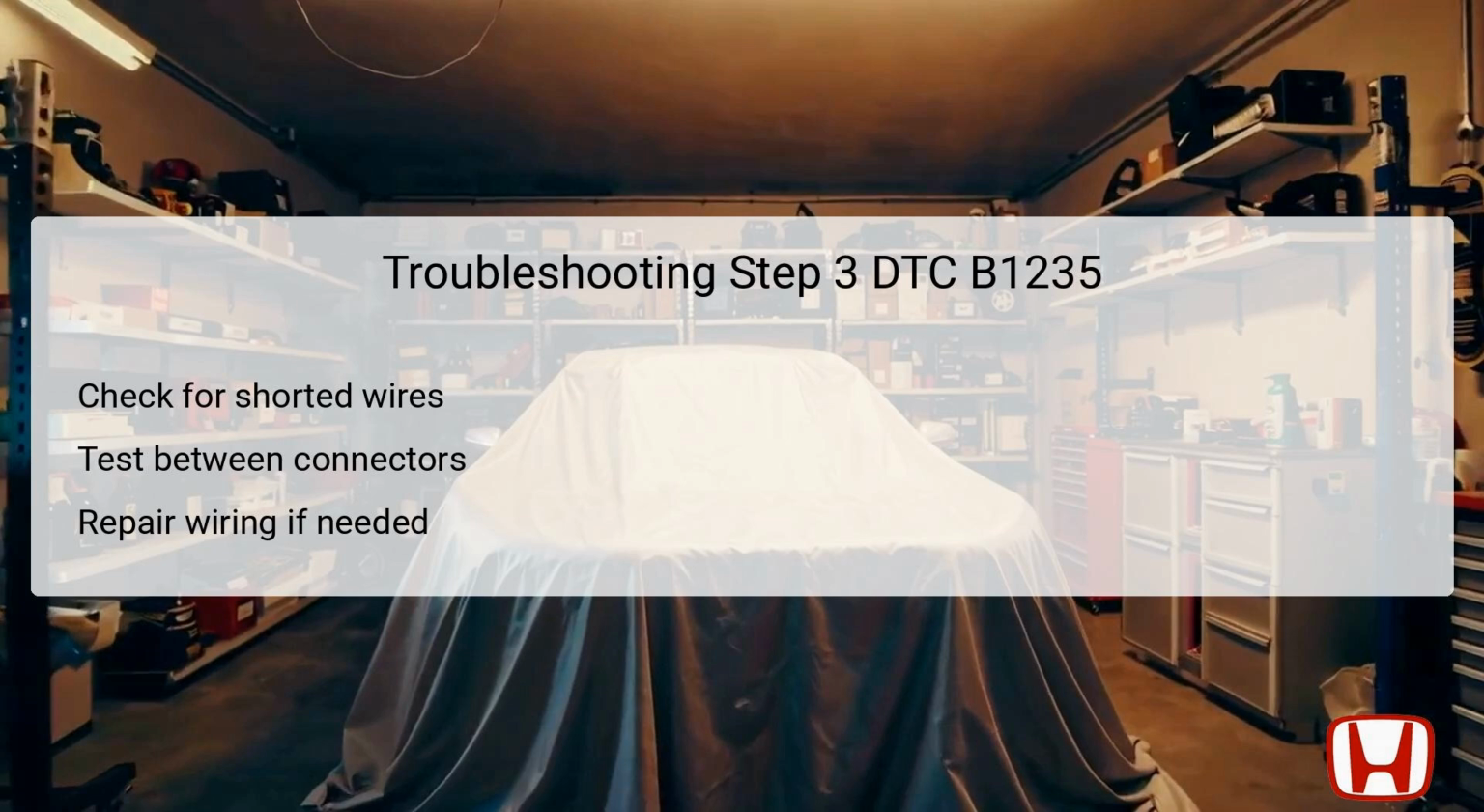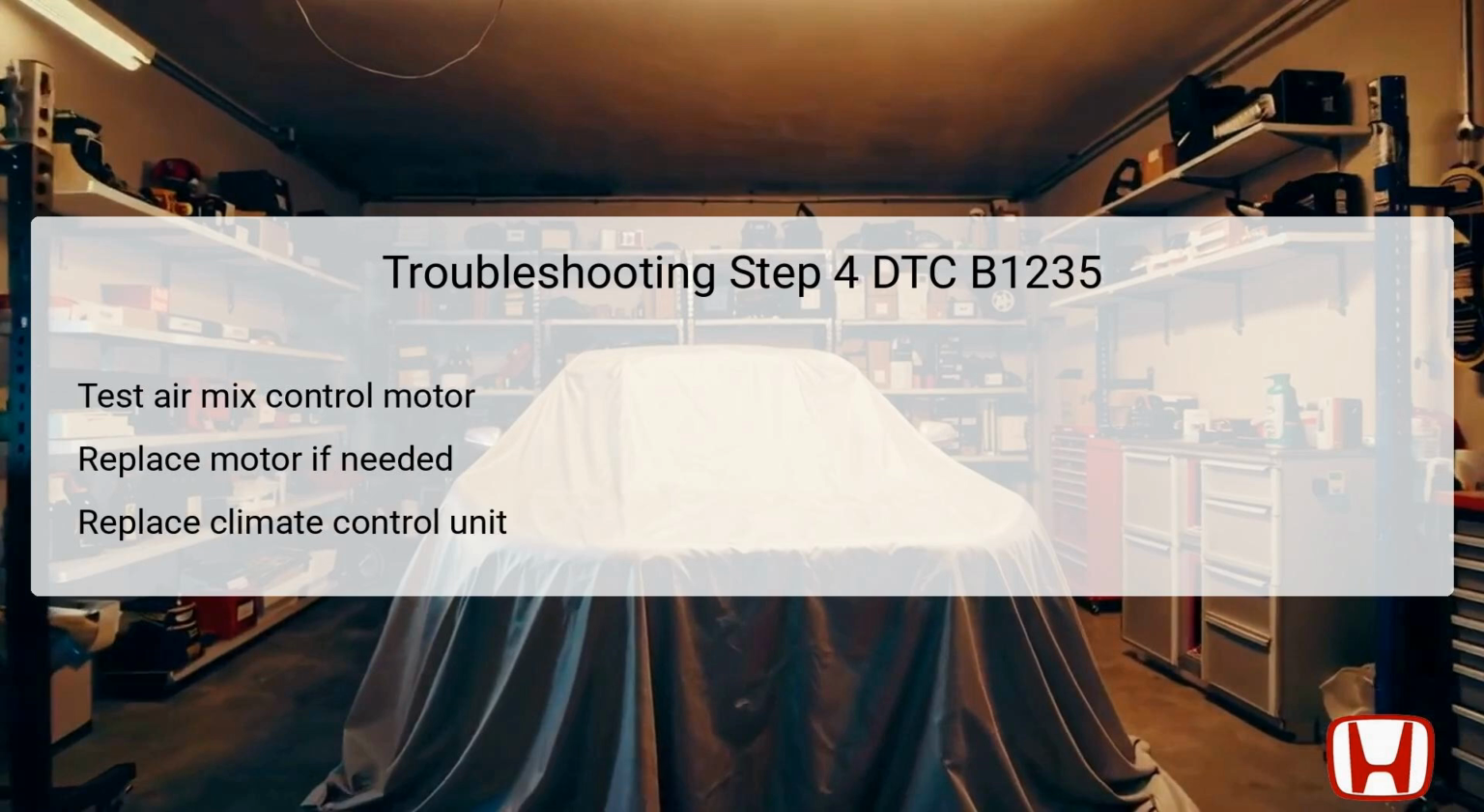If continuity tests confirm a short to body ground, repairs in the wiring will be necessary to resolve the issue. Conversely, if continuity is good, you will proceed to the next step, indicating the wiring from the climate control unit to the air mix motor is intact. The final step in this troubleshooting guide involves checking the status of the air mix control motor. A functional test will determine if the component is operating correctly.